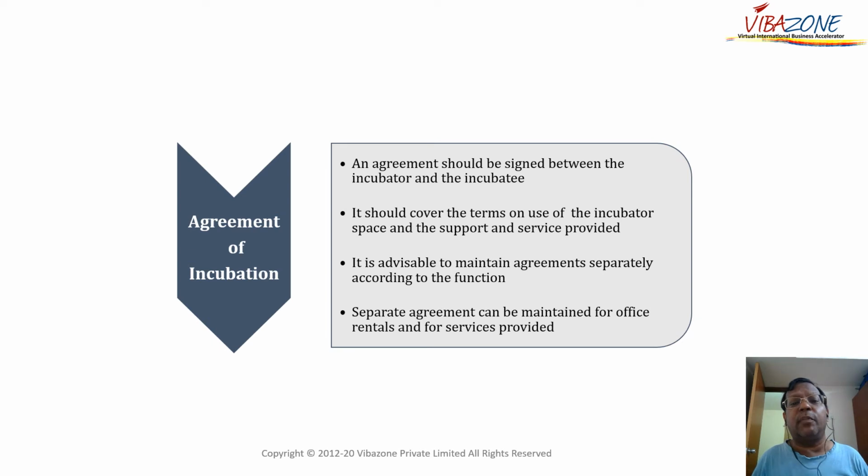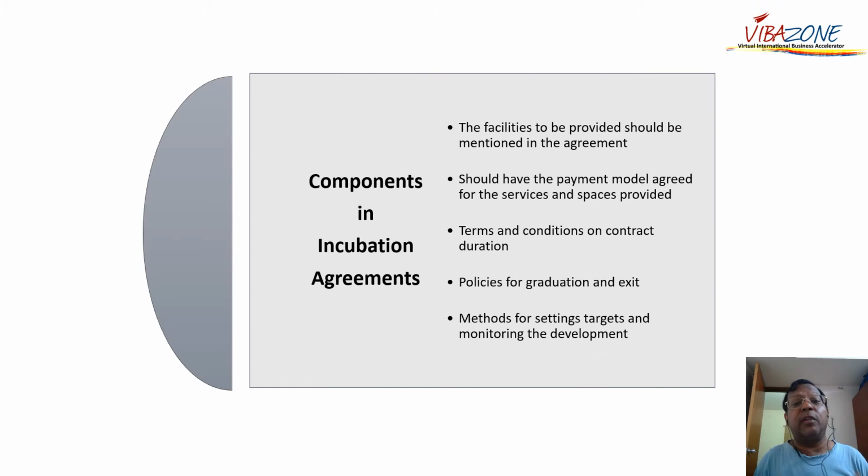Now, an agreement of incubation. Once you've agreed to incubate them, you need to have an agreement signed between the incubator and the incubatee. This should cover things like what they can use, what you are going to offer to them, and it is advisable to maintain an agreement separately according to the function. So you don't have any unnecessary disagreements. Separate agreements can be maintained for office rental if you have, or for services. It's all up to you how you do it, but you should have it all clearly defined in this agreement. So that's very, very important.